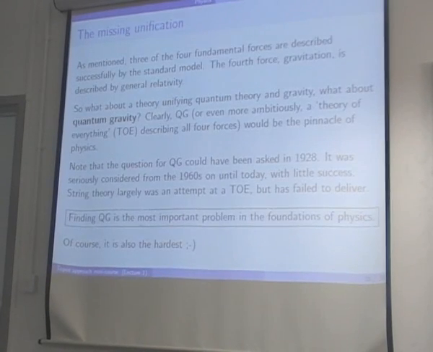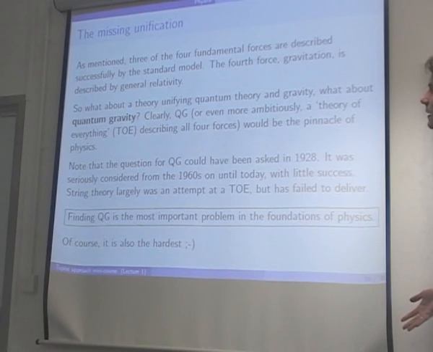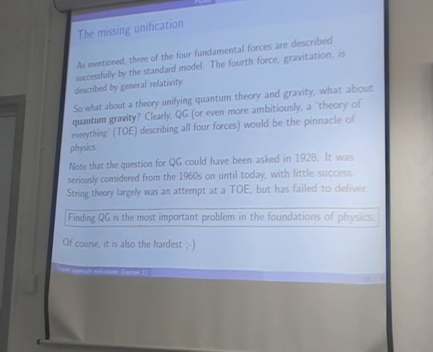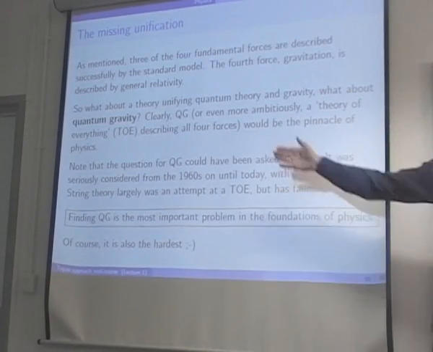Okay. Oh, there's one big thing missing, of course. We have 4 fundamental forces, as we believe today. 3 of them are the electromagnetic, weak and strong forces, but we also have gravitation. And we have a very good theory of gravitation, which is general relativity. So why not unify it with quantum theory? So why not do quantum gravity?